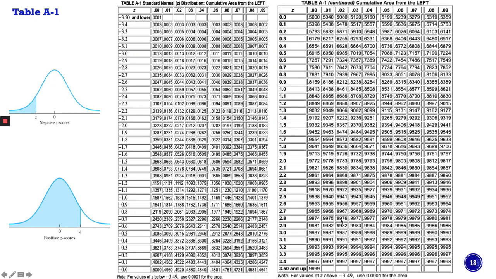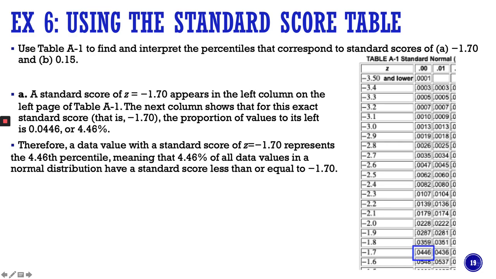And when you're looking up a number, you're going to use this column first and then use this one. And if you have a negative number, you use this column and then you'll use this one up here. I'll explain that as we go. So using the table, for example 6, we're going to find and interpret the percentiles that correspond to the standard score of -1.7 and 0.15.